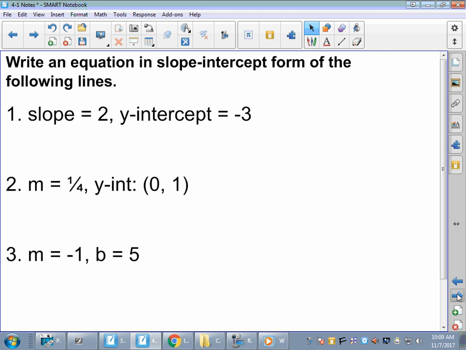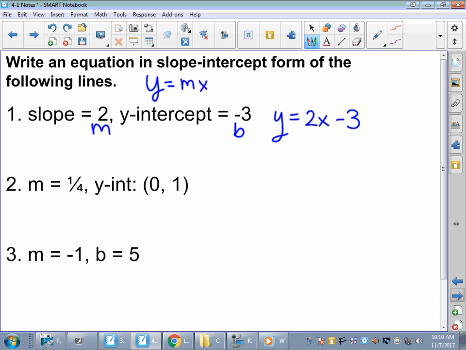So let's practice just putting equations in that form. Okay, the first one gives us slope, so we have the m value. It gives us the y-intercept, which is our little b value. So the first equation is just y equals 2x minus 3. The 2 is your slope, and the negative 3 is your y-intercept. Remember, this is the form we're going for. The number out in front of x is your slope, and the number following that is the y-intercept.